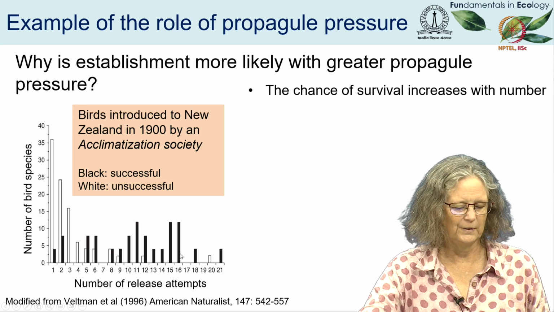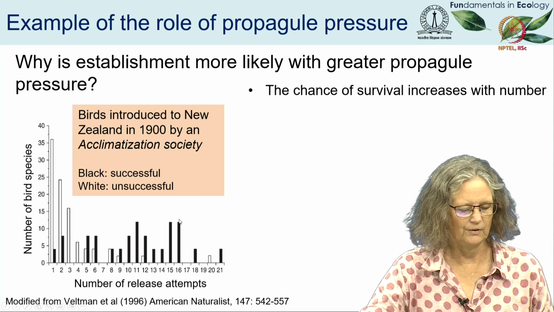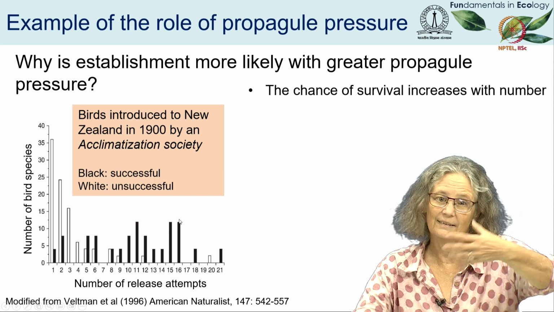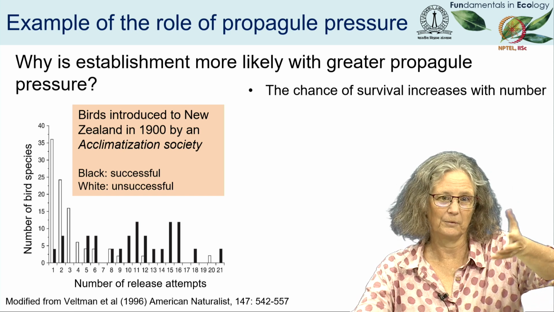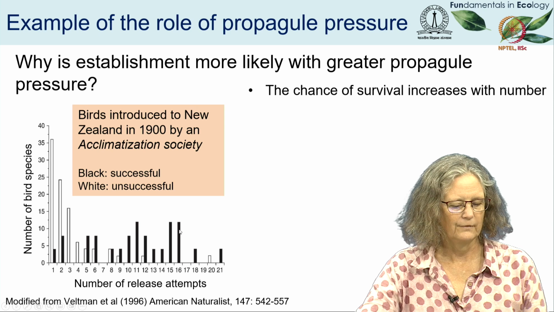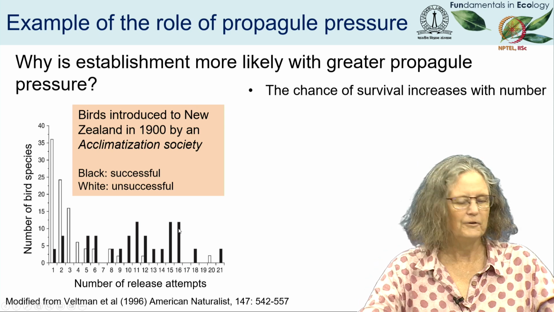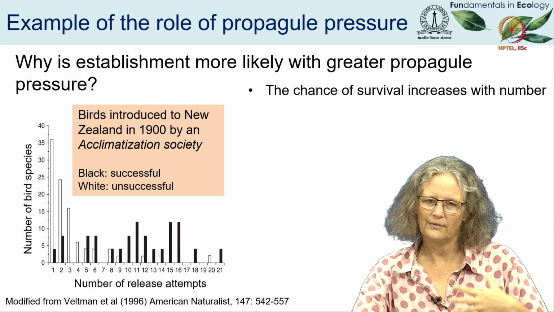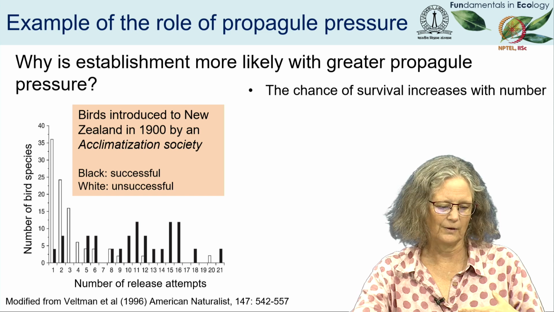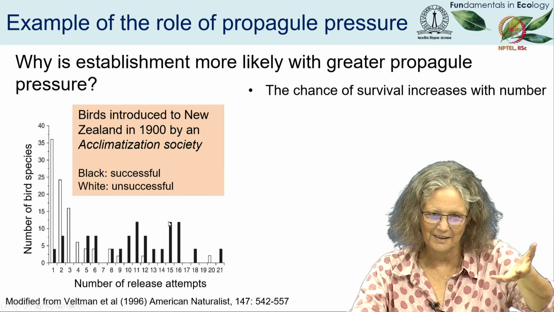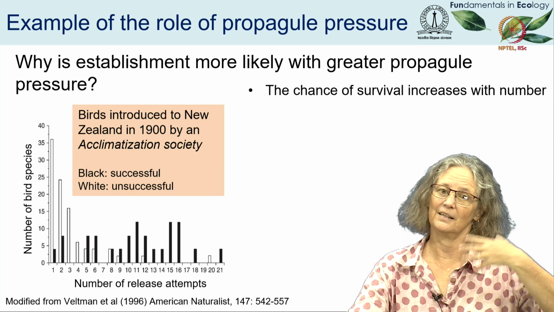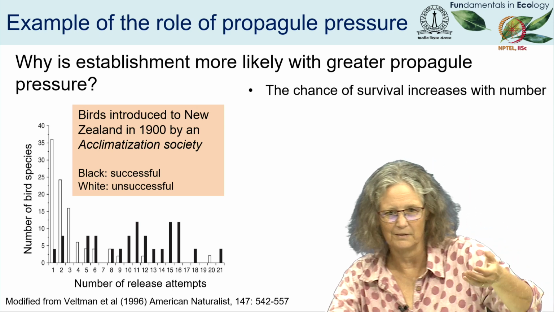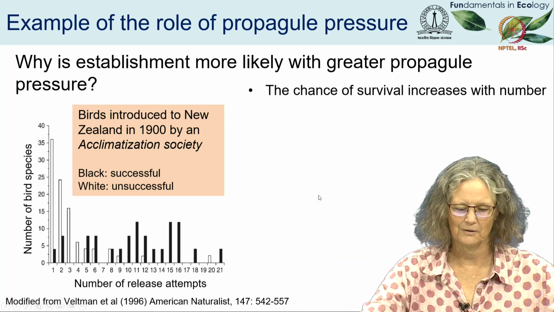For example, of all the species that they attempted 16 different times, so 16 different boat trips to New Zealand, 15 different species were established. So that means these ones, they kept trying and trying, and eventually they did establish. And that means that as they increased the propagule pressure, the probability of establishment definitely increased.